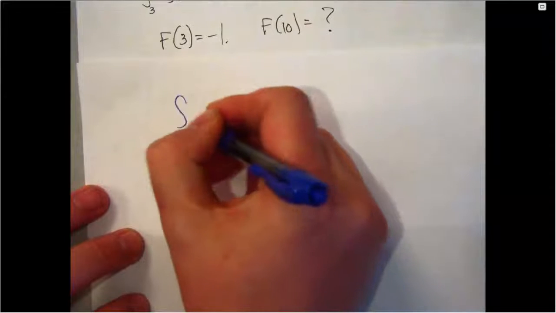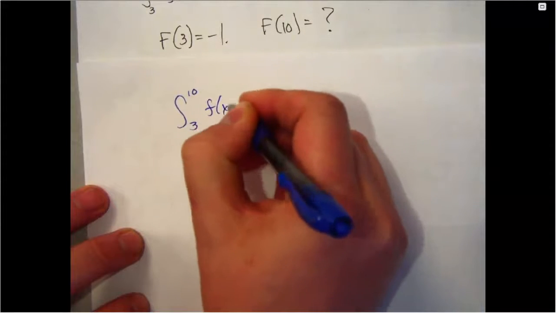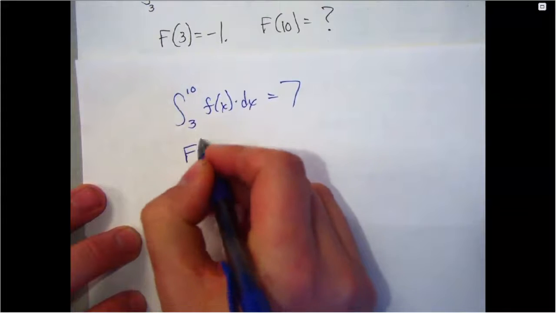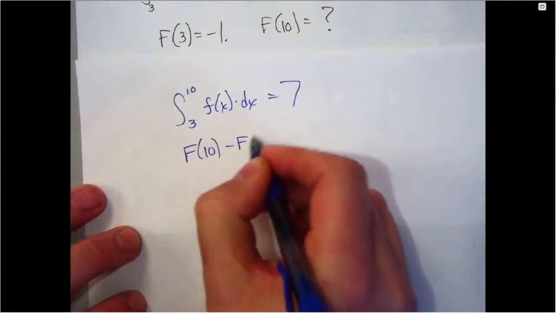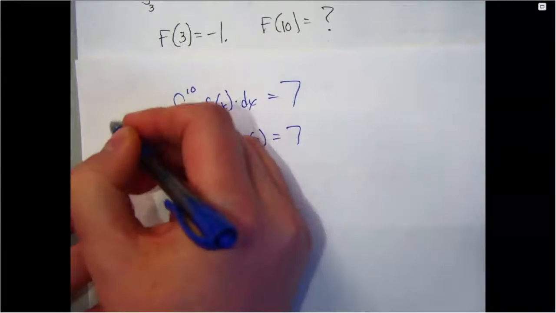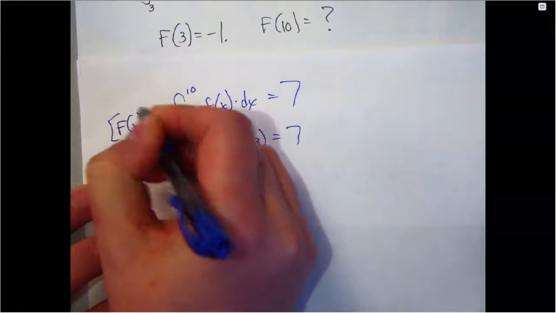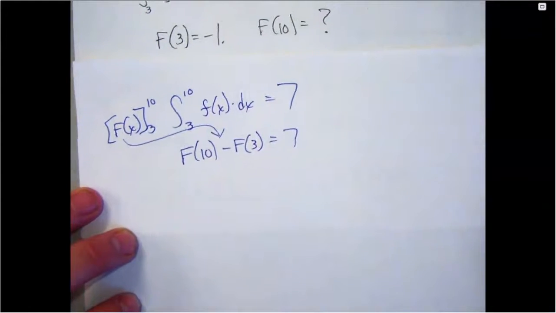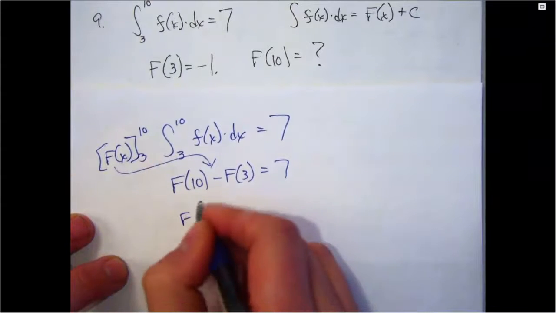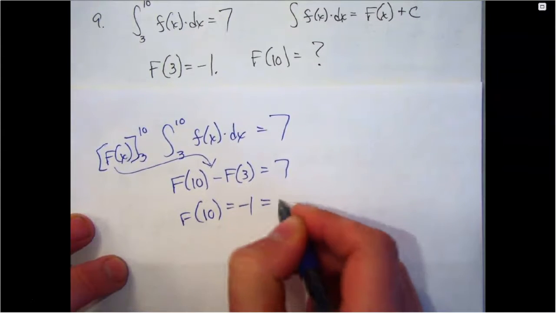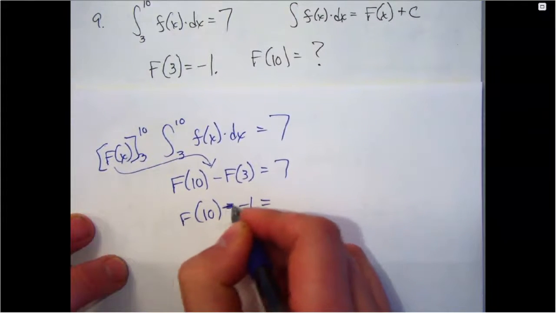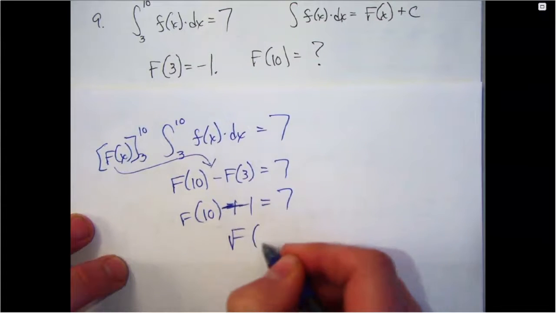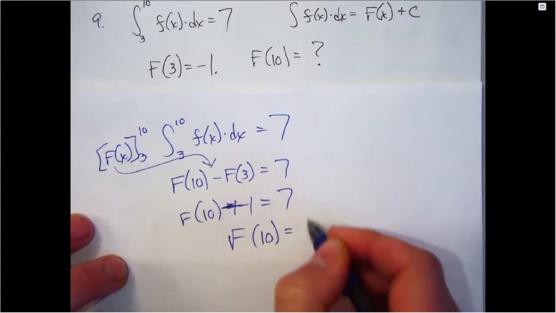Number 9. So I know that the integral from 3 to 10 of f of x equals 7, which means capital F of 10 minus capital F of 3 equals 7. So imagine we integrated the little f to get capital F and then plugged in 3 to 10. That's where we would end up. I know F of 3 is negative 1. So F of 10 minus negative 1, or plus 1, equals 7. And then F of 10 equals 6.